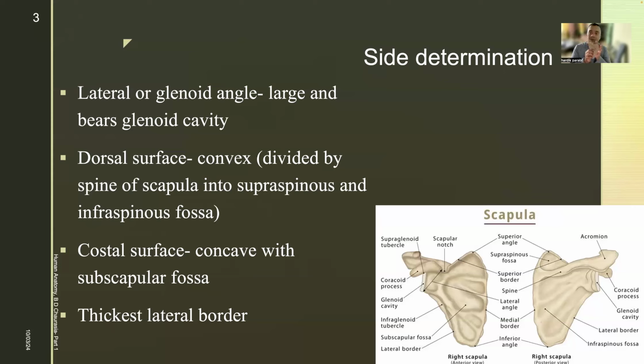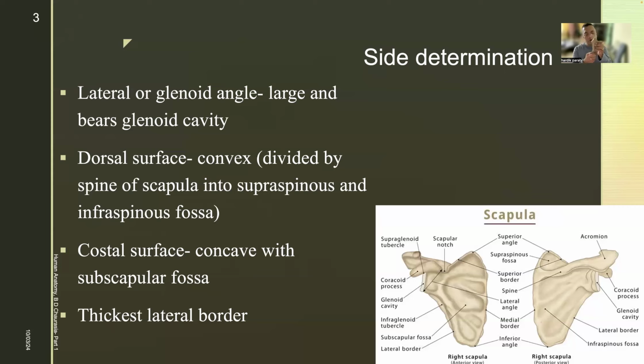Then the costal surface. You can see over here, this one is the costal surface. The costal surface is concave, with the subscapular fossa. It is concave in nature and it has a subscapular fossa. And there is a lateral border, the thickest border. Among all the other borders, the lateral border is the thicker one.